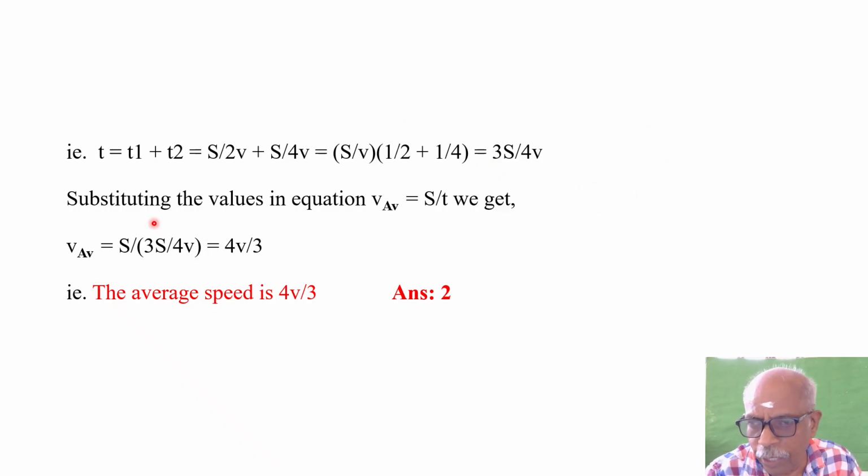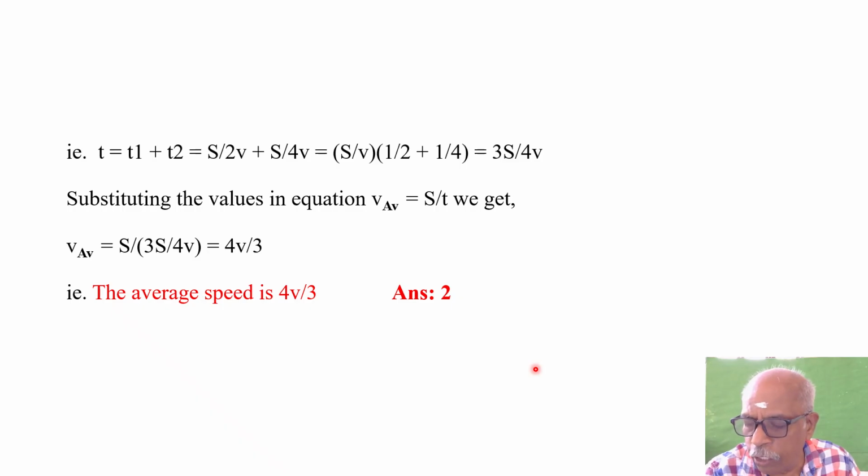So substituting the values in the equation for V average. What is V average? Total distance S divided by total time T. So S divided by 3S by 4V. This S and this S will get cancelled. This 4V will go to the numerator. So it is equal to 4V by 3. So the average speed is 4V by 3. Option 2 is the right answer for this question.